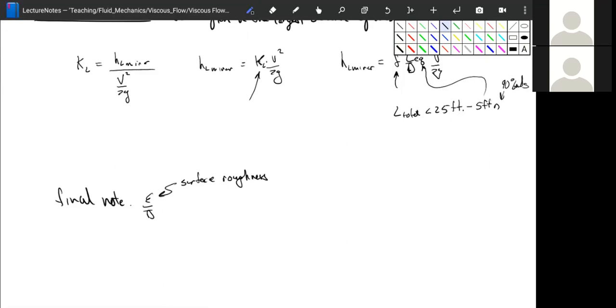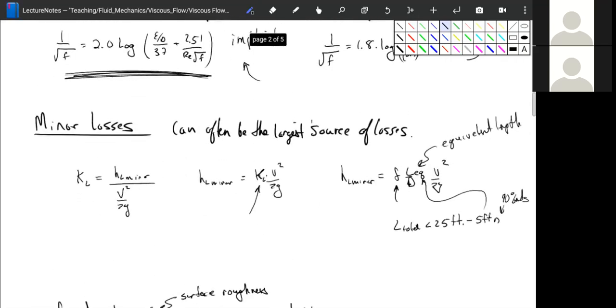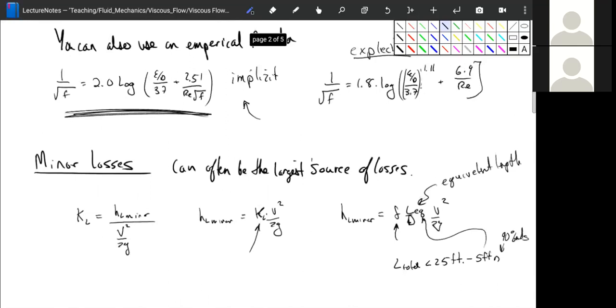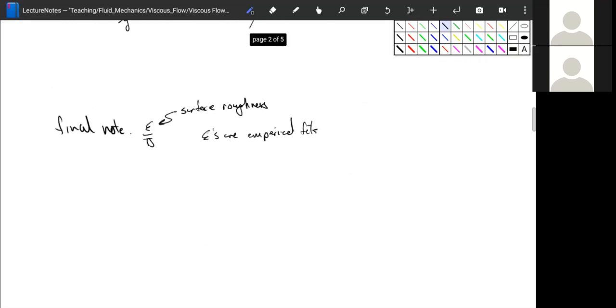But it's important to know that E's are empirical fits. Literally what they did is they took this implicit equation, and they measured the friction factor, they measured the Reynolds number, and then they said, all right, what E over D makes this equation work? And so you have to look up these values that were fit in order for it to work well.